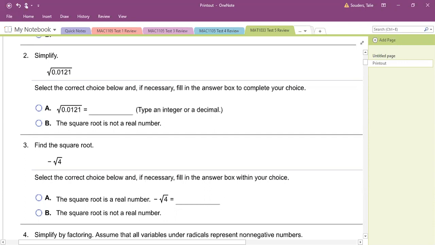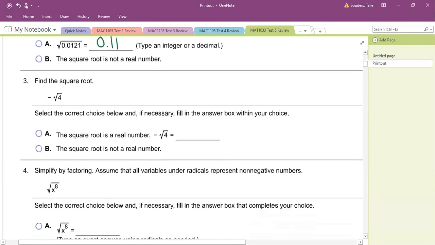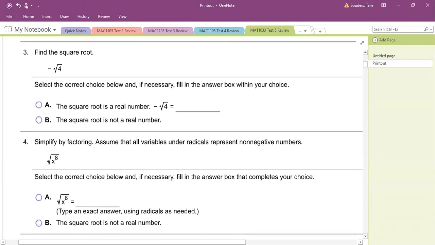0.11. Very good. Number 3, there's a negative out front, so that's going to be part of our final answer. And then what is the square root of 4? 2. Yep. So our answer will be -2.